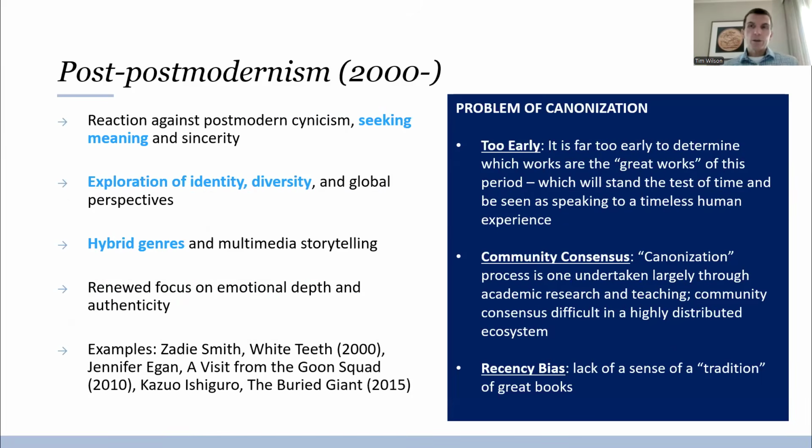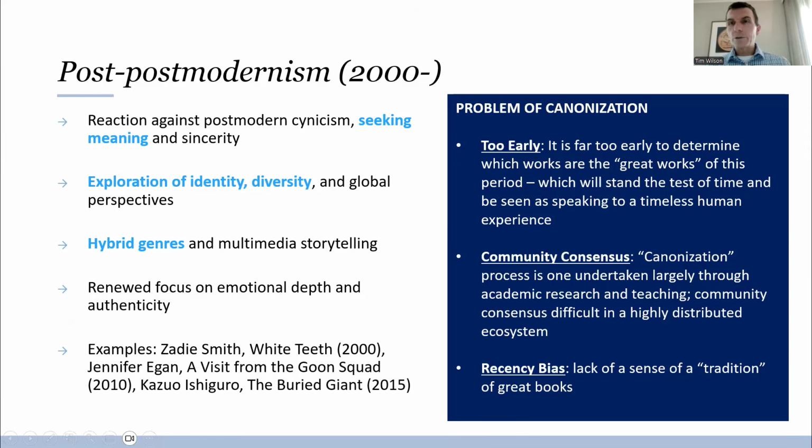After postmodernism, so the last couple decades, some people mention that there's kind of a post-postmodernism, and I think now we're getting to silliness when it comes to these things. That novels are trying to react to the cynicism and ironic distance of postmodernism and try to seek meaning. Definitely exploration of identity and diversity becomes more of a theme, etc. And there's some examples I put here, but I can't speak authoritatively for them, and I don't want to, partly because of the note I make on the right about the problem of canonization.